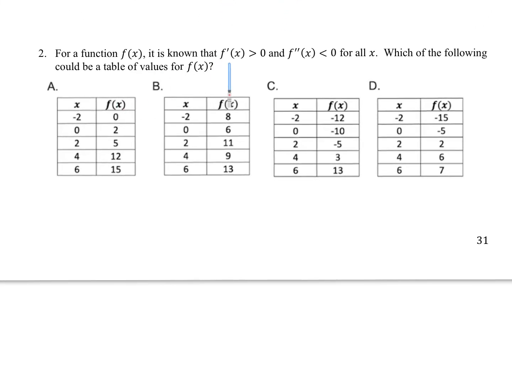We got f prime and f double prime. Okay, as soon as we see this, f prime is greater than 0, what would my graph look like? She's going, boop, it's going to go up. If f double prime is less than 0, what's my graph going to look like? Concave down. Which of the following could be a graph of a table of f? What do my y values need to be doing? They need to be getting bigger, right? If my function is increasing, they need to be getting bigger.